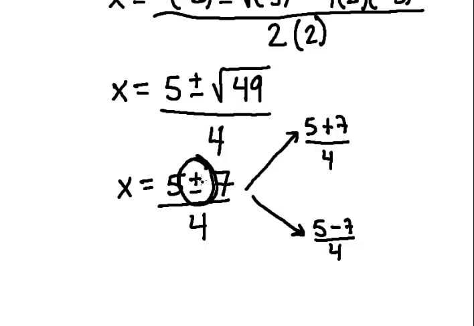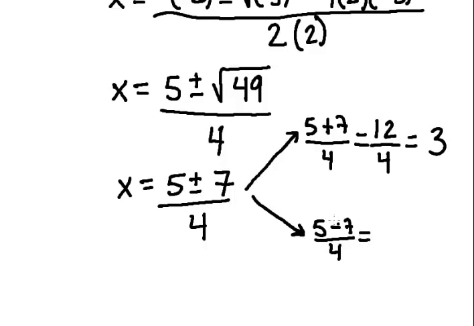There are 2 operations in here. One is plus, the other one is minus. So each one of them is going to become each route of the process. If I add 5 plus 7, I'm going to do that first. 5 plus 7 will give me 12. And if I divide 12 by 4, I will get 3.